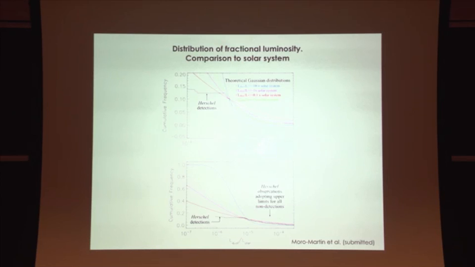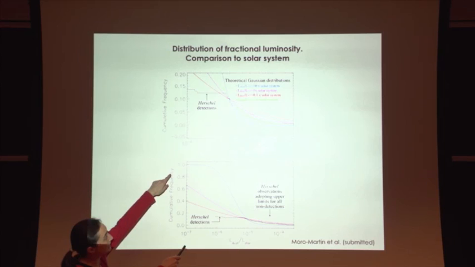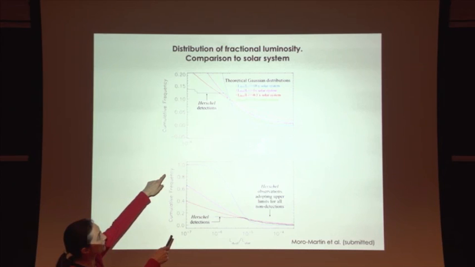Well, yes. I mean, you can see here, this is what we are having. These are the observations. The black line is the observations. And the magenta line, the pink line, is what you would expect from a Gaussian distribution centered at 1 times the solar system value.